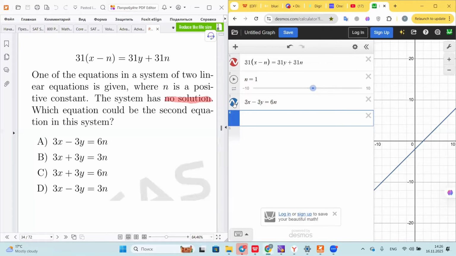When they are the same lines, they intersect infinitely many times. So the infinitely-many-solutions case happens here. But for the no-solution case, they should not intersect. That's why we should ignore option A.